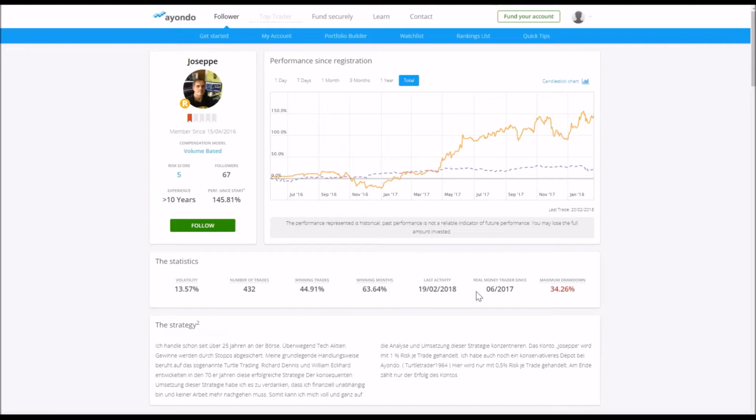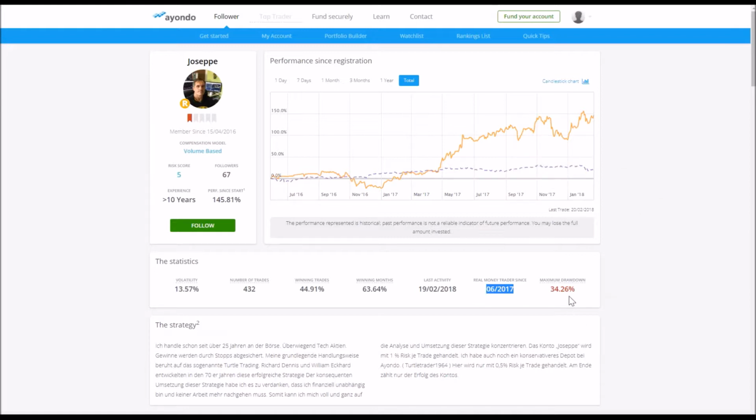Last activity, and this is an important one as well. Even though Giuseppe has been on the platform since May 2016, has only been trading with real money since June last year. So around about here-ish, okay? So that's an important one, because you don't want somebody who's got this great track record, but 2 years of it have been built up on a demo and 1 month has been real money. So ideally it would be longer back than this, but it's okay.